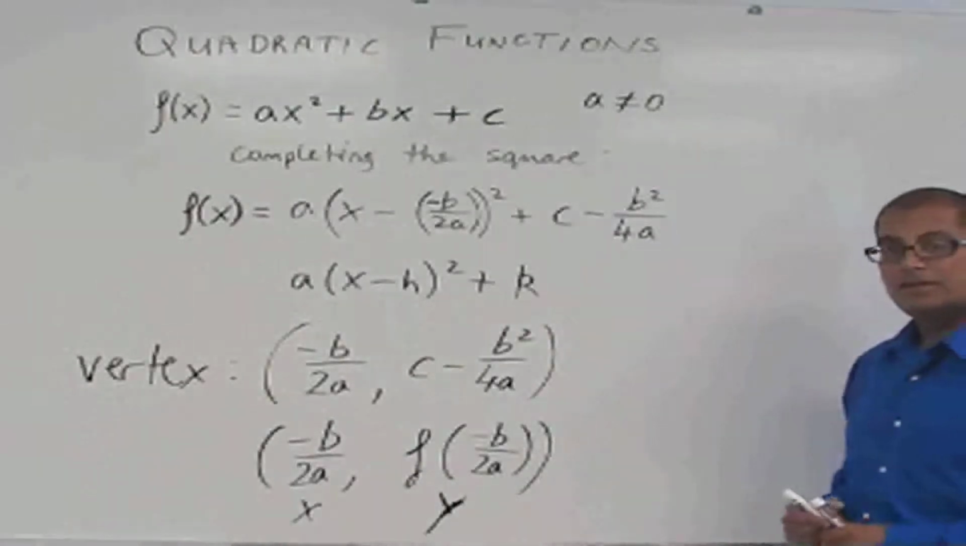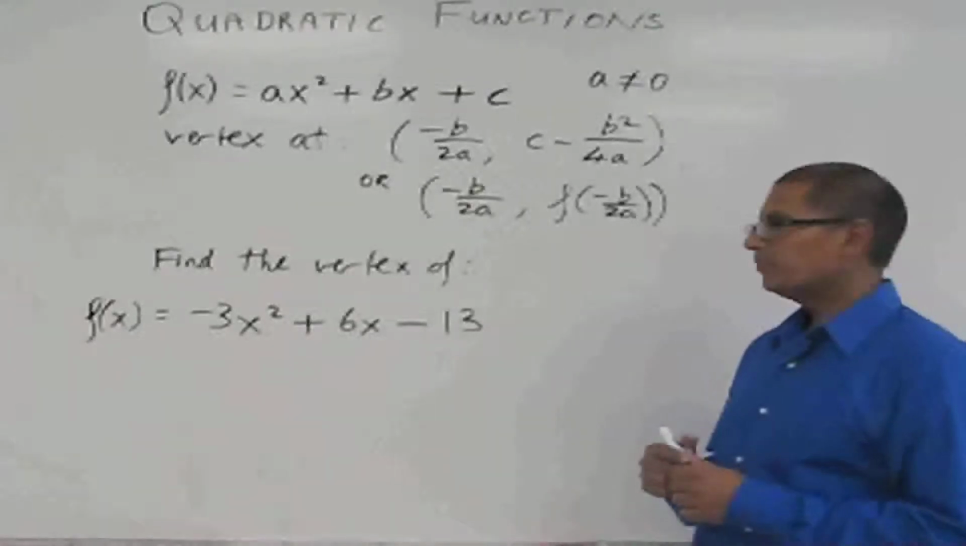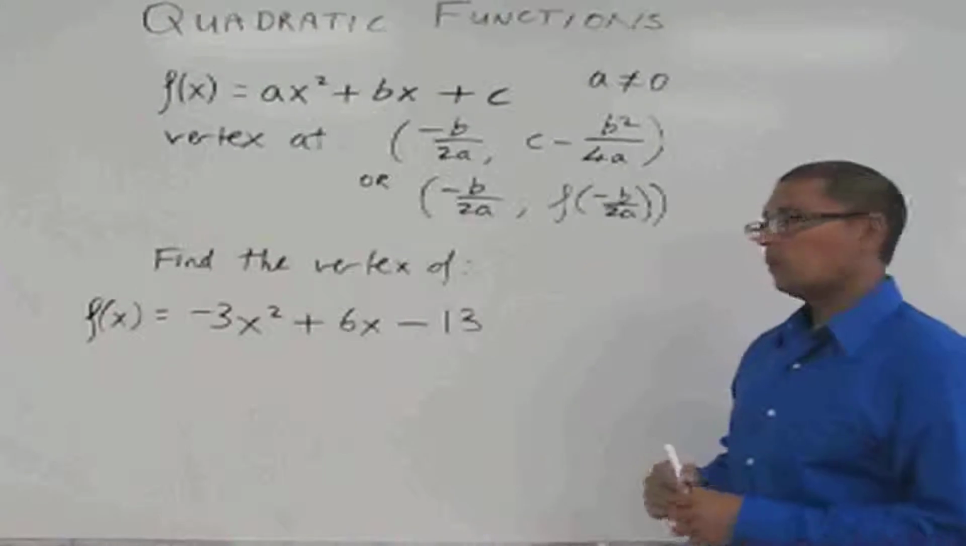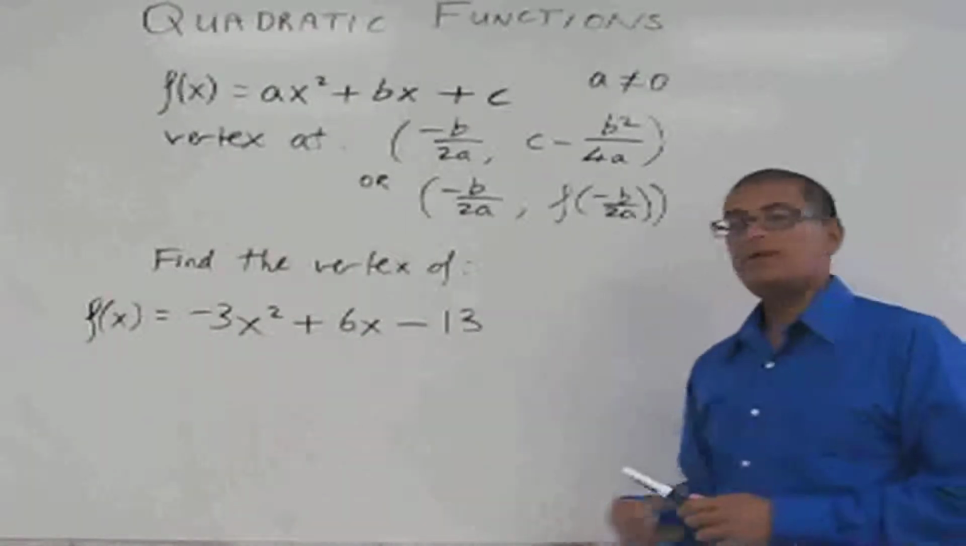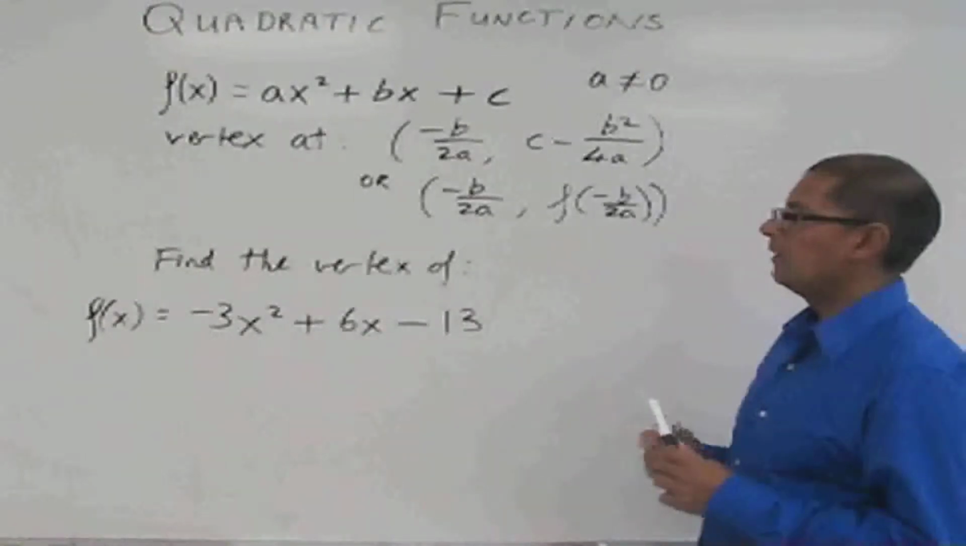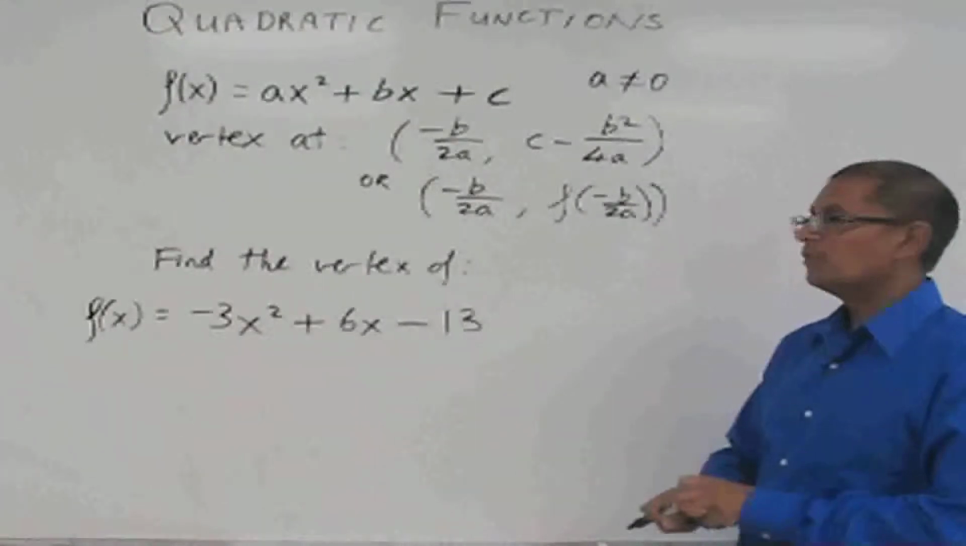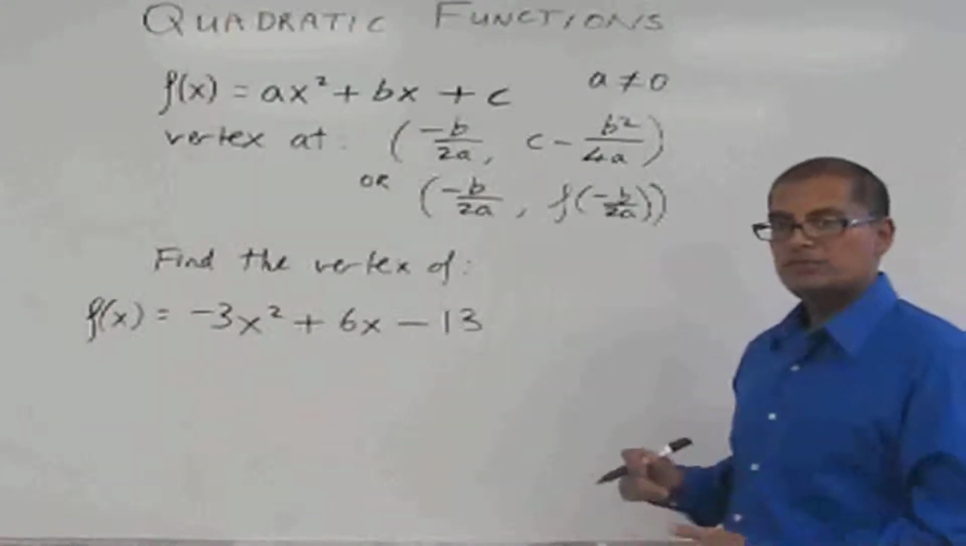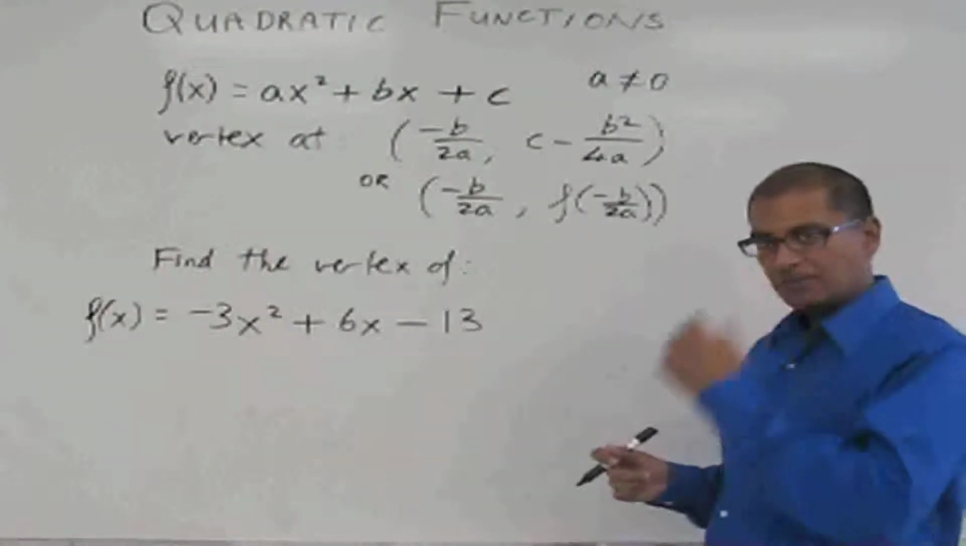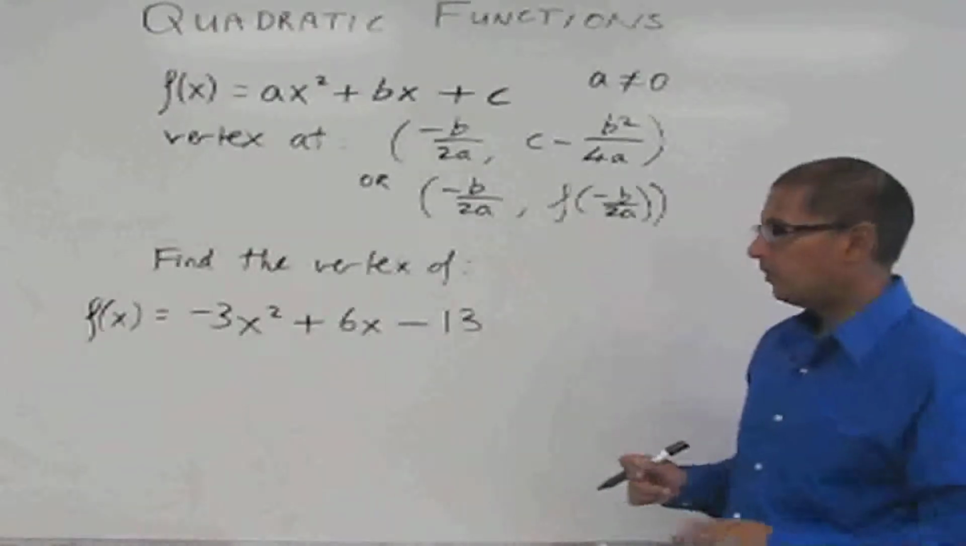So let's take an example. Suppose we're given a quadratic function, f of x is negative 3x squared plus 6x minus 13. It says find the coordinates of the vertex. The vertex is a point. It's either going to be the highest point or lowest point.